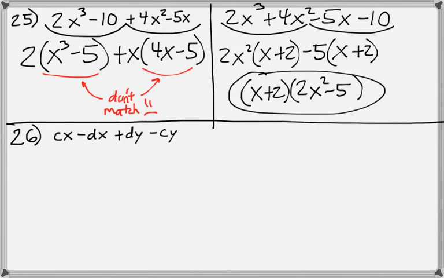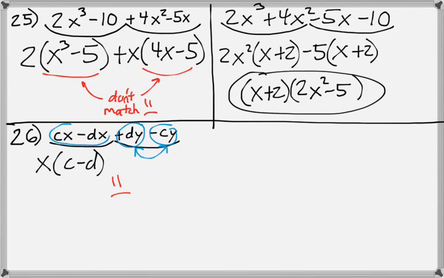Let's look at 26. If I factor out an x out of the first two, that leaves me with a c minus d. If I look at the second two, well, I can factor out a y, but I'm going to have a d minus c, and I want a c minus d. So I can already tell that this is not going to work. However, we are pretty close to our answer, because if I just flip these two terms around and leave these two the same, then I should be able to get that c minus d.